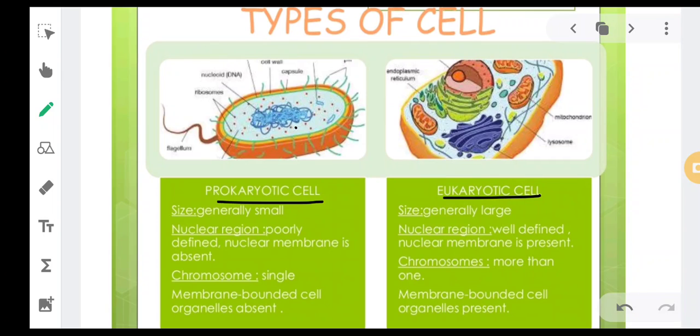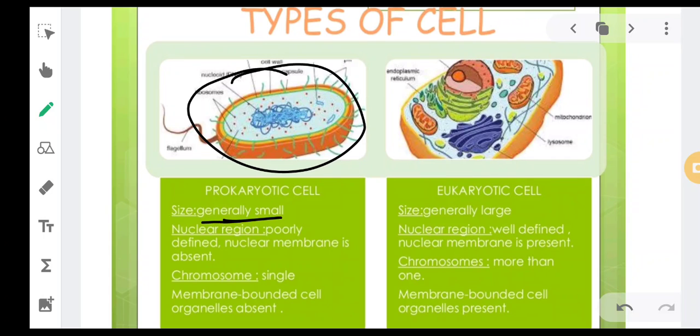So what is a prokaryotic cell? A prokaryotic cell doesn't have a proper nucleus, and not a proper nuclear membrane either. Whereas in eukaryotes, there is a proper nuclear membrane. You can see over here, there is a nucleus, and apart from that nucleus is a nuclear membrane. So in a prokaryotic cell no nucleus is found, and in a eukaryotic cell a nucleus is found. Generally the size of these cells, or these organisms, is very small.